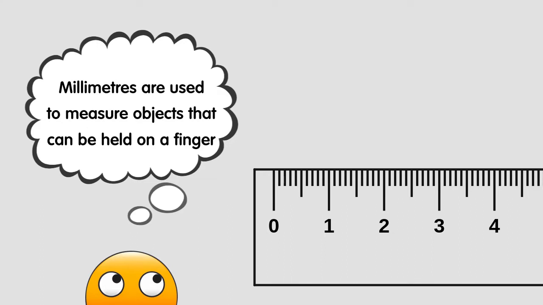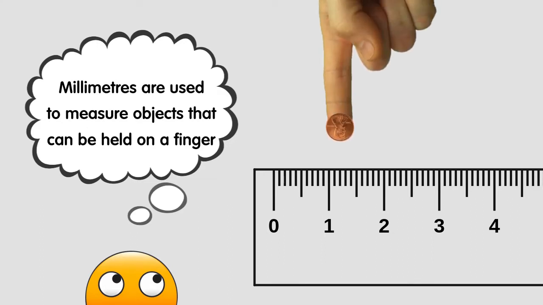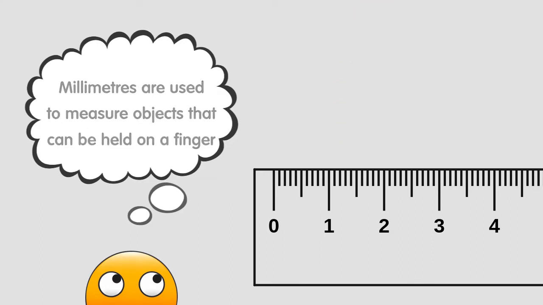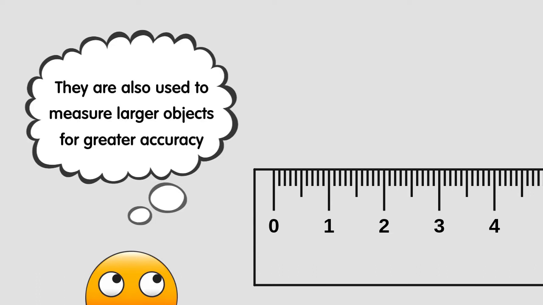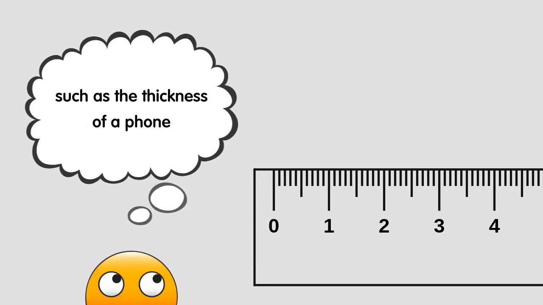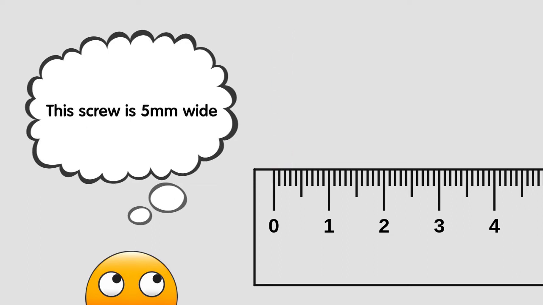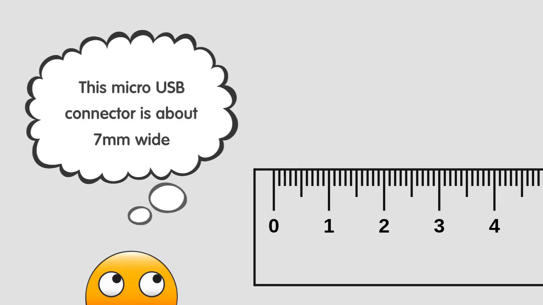Millimeters are commonly used to measure objects that can be held on a finger. They can also be used to measure larger objects that need greater accuracy, such as the thickness of a phone. This screw is 5 millimeters wide. This connector is about 7 millimeters wide.